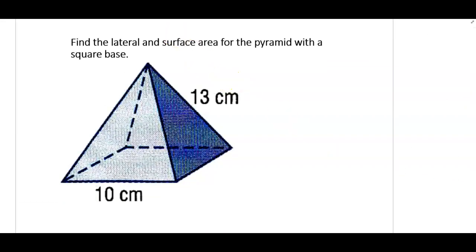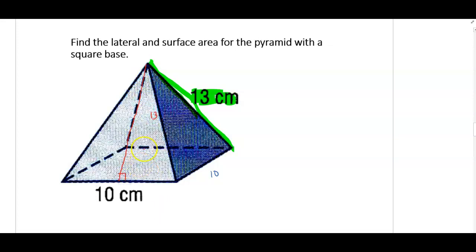Now, the next one. This one's a little tricky because what they're giving you here is the lateral edge. So they're giving you that side there, which is 13. Now we know this is a square base, so we know this side is going to be 10. So what we're going to do now is draw. So if that's 13, you know this is 13. So I'll draw it in the front here so you can see it better.